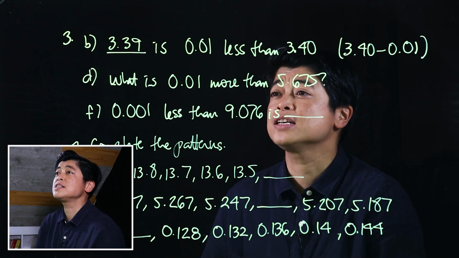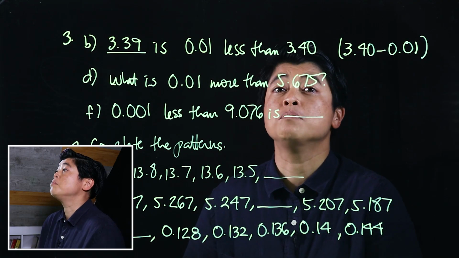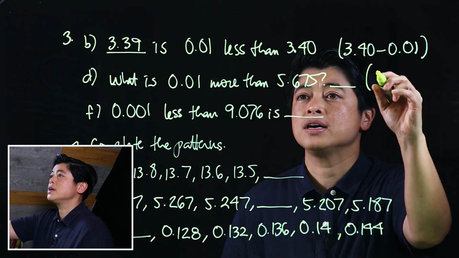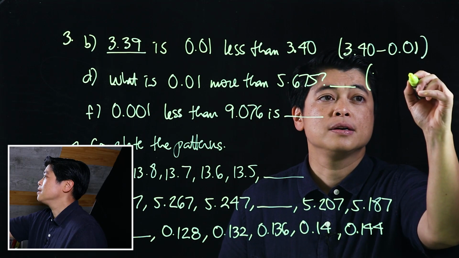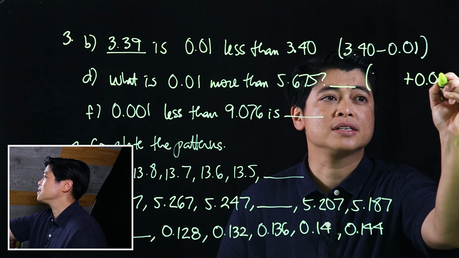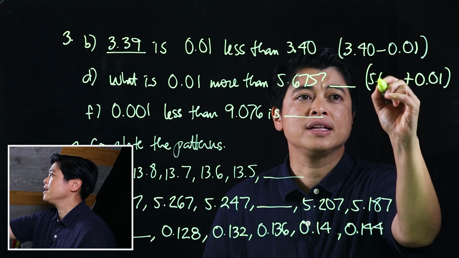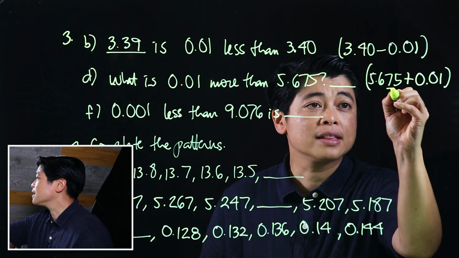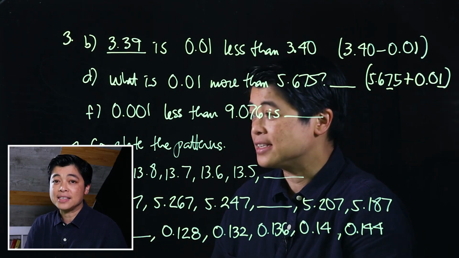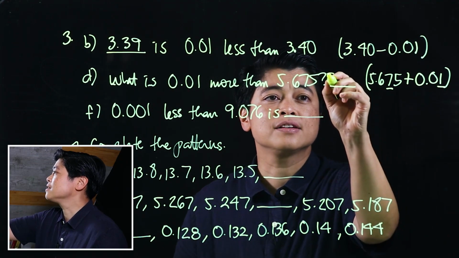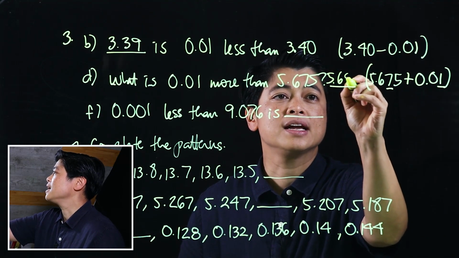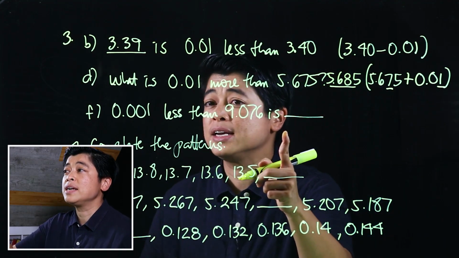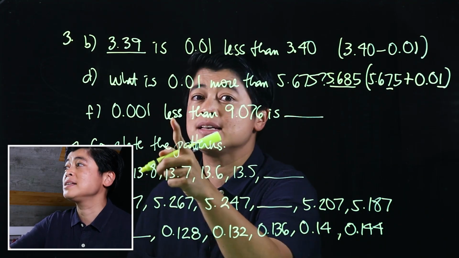The next question says, what is 0.001 more than 5.675? Again, if I do the equation, this is plus 0.001 and this is 5.675. What we're looking at would be the thousandths place. So if you add, the answer is 5.676.